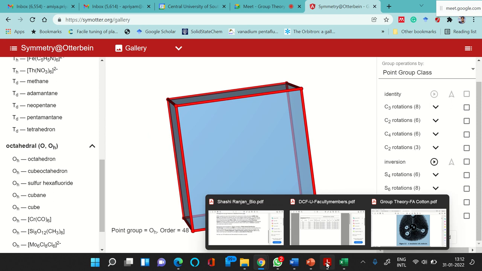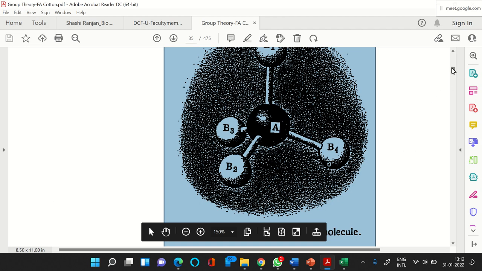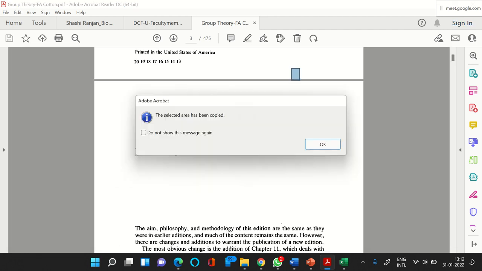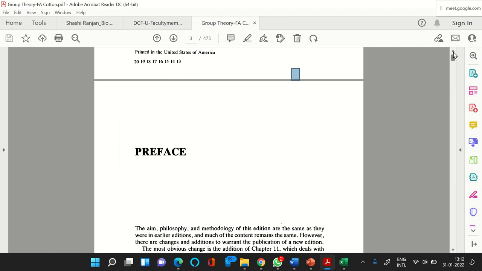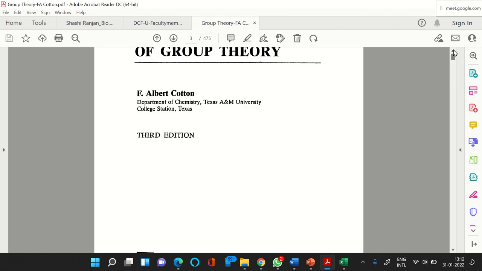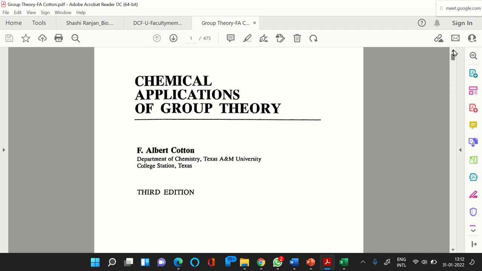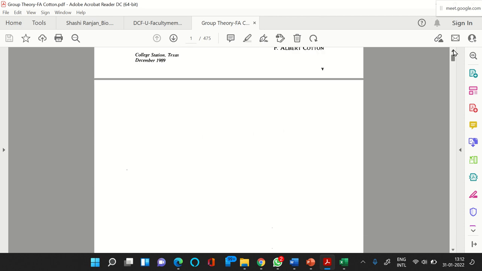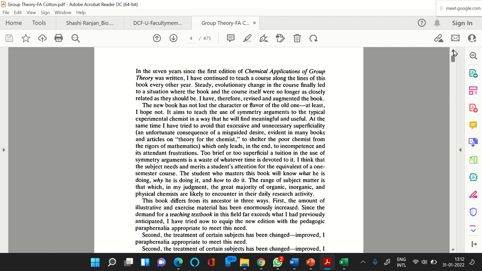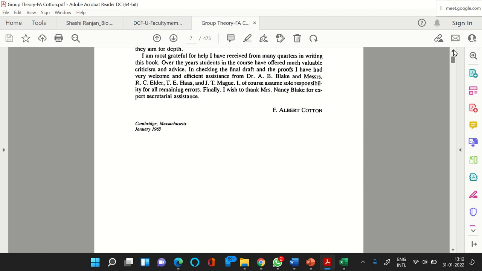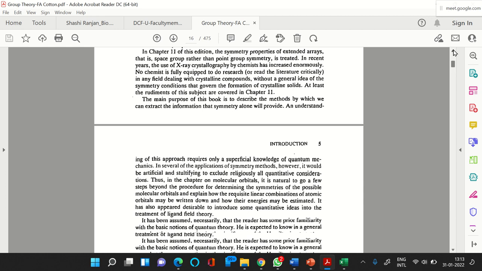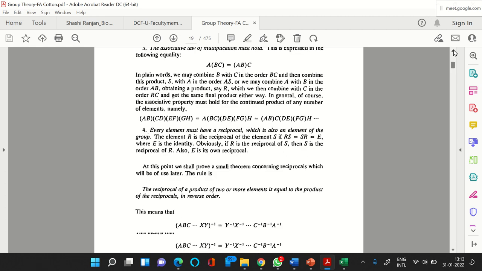The book that we will be referring to, you can refer to this book, which is by F.A. Cotton. So आपके पढ़ने के लिए ये अच्छा है. This is Chemical Applications of Group Theory by F.A. Cotton, which I can share with you. This is the very sacrosanct book for group theory, particularly for the chemistry aspects. You will get to see all these things in a very detailed manner.